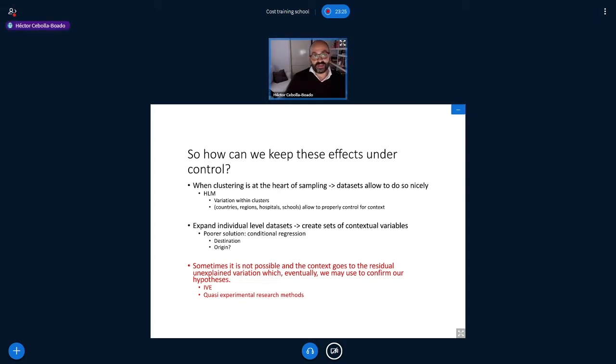And then there is a third possibility. Sometimes it's not even possible to do so. Sometimes we don't see context, or we have no clue of how to model context. This happens particularly in the cases in which we need to control for contextual variables in origin. In these cases, we have some ways of solving the problem partially: instrumental variable estimation, or quasi-experimental research methods, treatment effects. I'll try to cover these three different possibilities, but most certainly I will cover the first two.